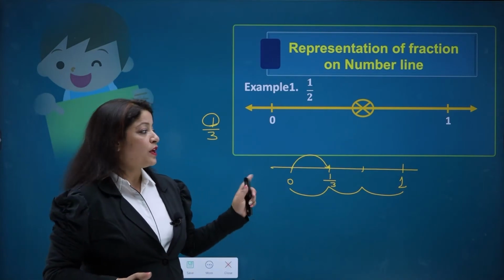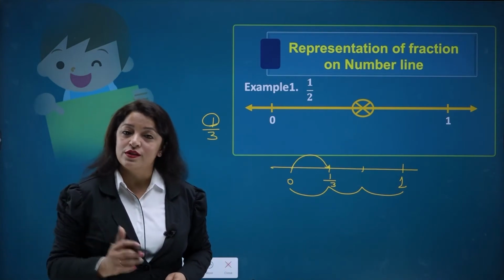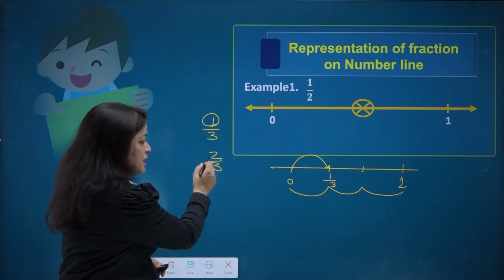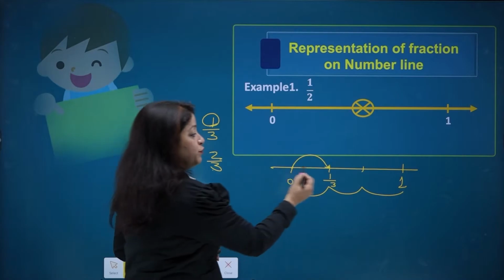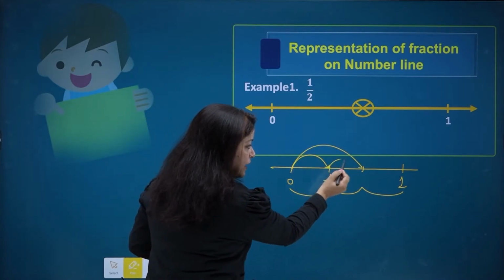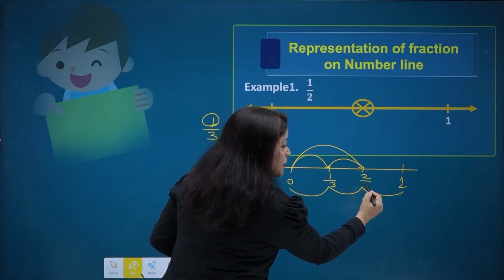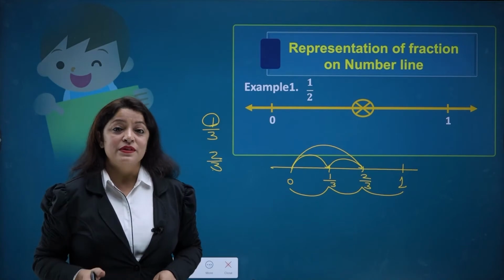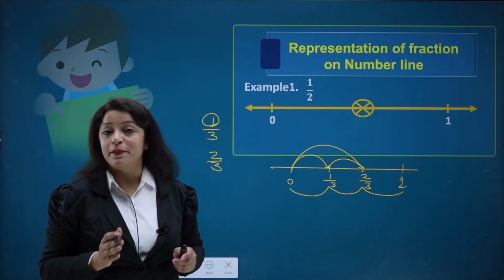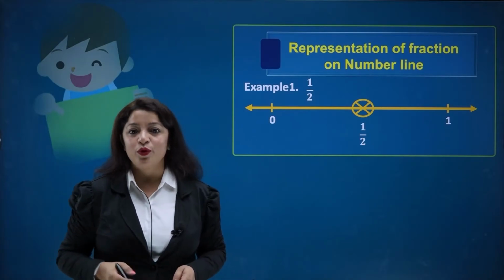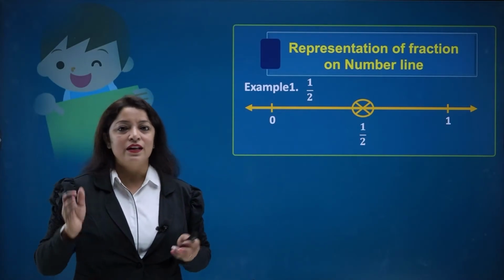Same thing, you can represent 2 upon 3 on the same number line. 2 upon 3 means 2 parts out of 3. So out of 3 equal parts we need 2 parts, the first part and the second part. So this will represent 2 upon 3. In this way you can represent a fraction on a number line also. Now let us discuss it in more detail. So 1 by 2 is marked in between 0 and 1 exactly.